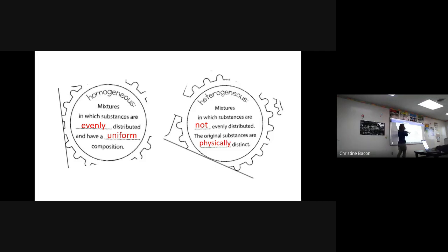Heterogeneous, I want you to think about as salad. So mixtures in which substances are not evenly distributed. So your substances are lettuce, tomato, croutons, cheese. Your tomatoes, because they're heavier, usually sink to the bottom, whereas the cheese kind of floats out the top. So the original substances are physically distinct. You can still look at it and tell what everything is. You don't look at salt water and see, oh, I see the salt and I see the water. It's all mixed evenly together. Does that make sense to everybody? Okay.